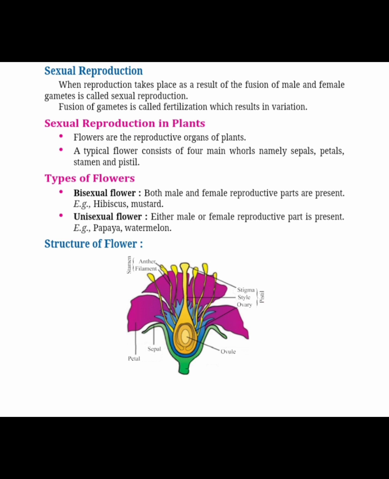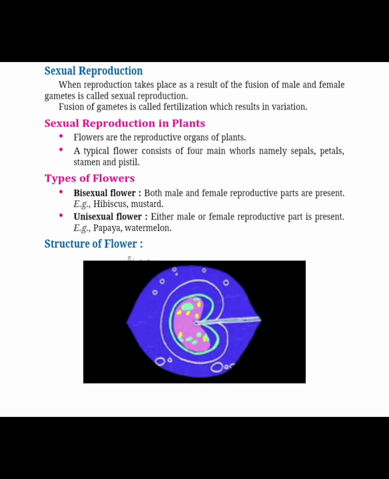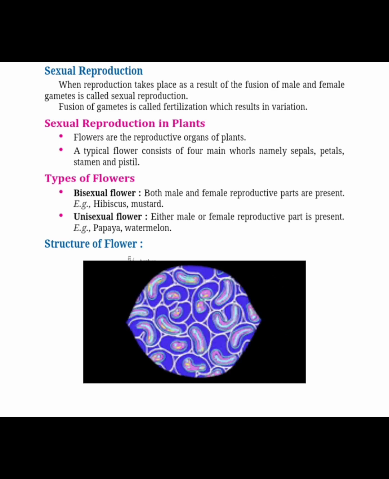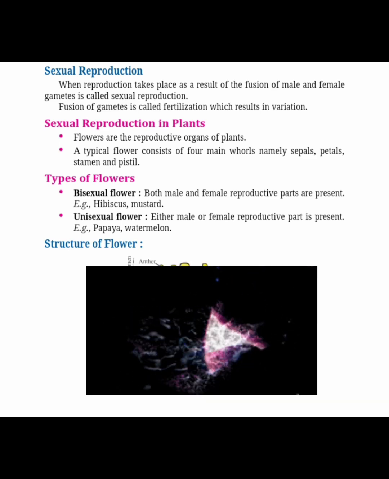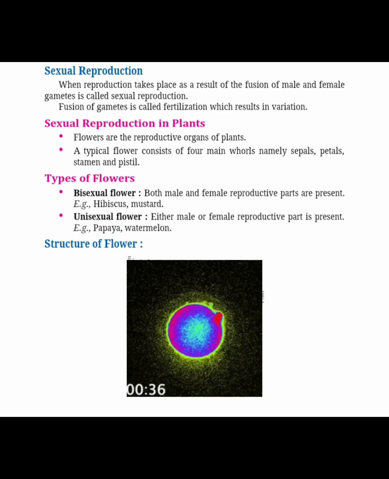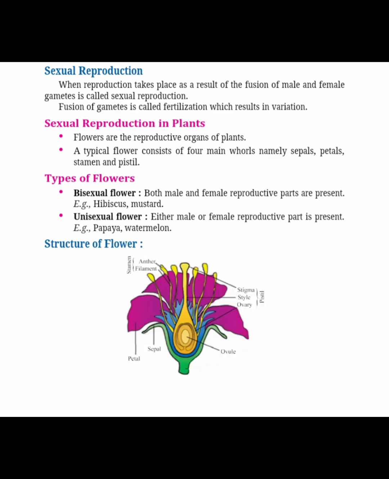Let us start the next topic, sexual reproduction. When reproduction takes place as a result of fusion of male and female gametes, that is called sexual reproduction. Fusion of gametes is called fertilization, which results in variations.